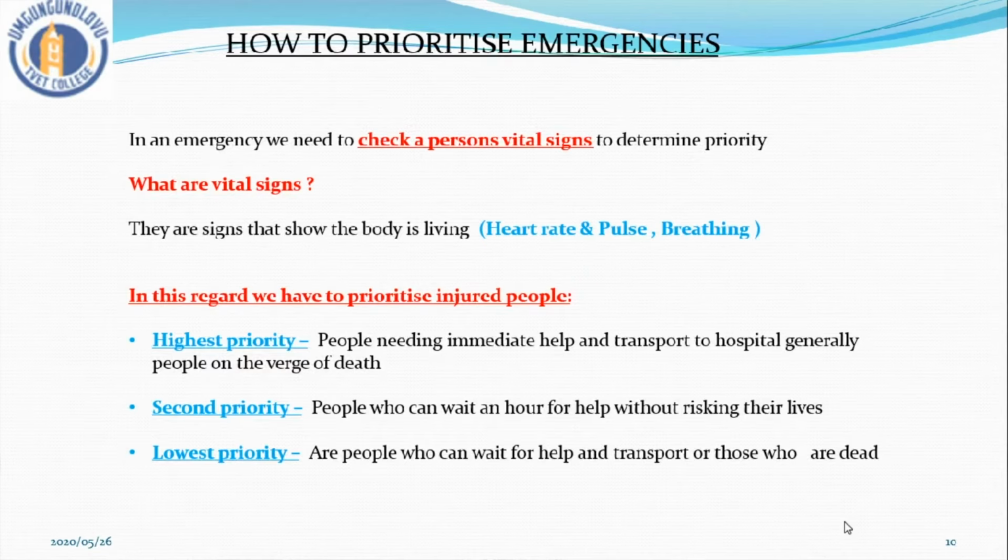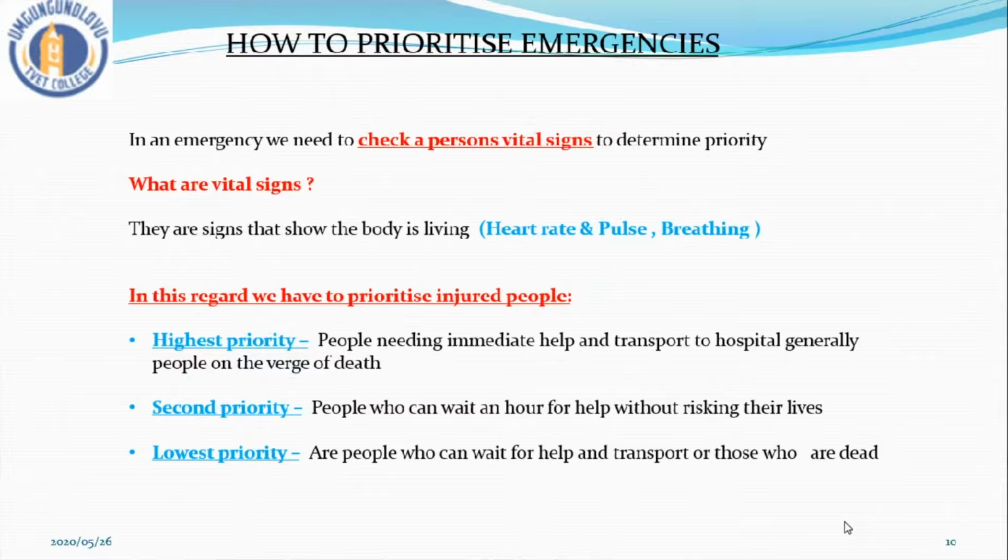How to prioritize emergencies. In an emergency, we need to check a person's vital signs to determine priority. What are vital signs? These are the signs that show the body is living. For example, your heart rate, your pulse, and your breathing. In this regard, we have to prioritize injured people. There are three types of priorities. 1, highest priority. 2, second priority. And 3, lowest priority.